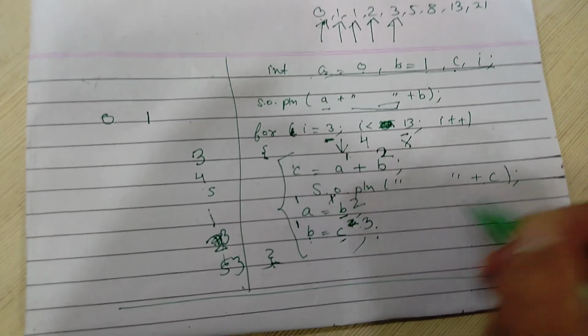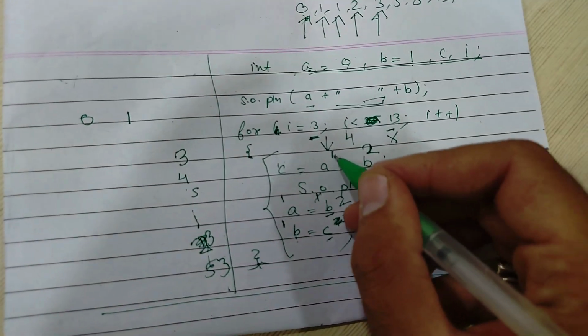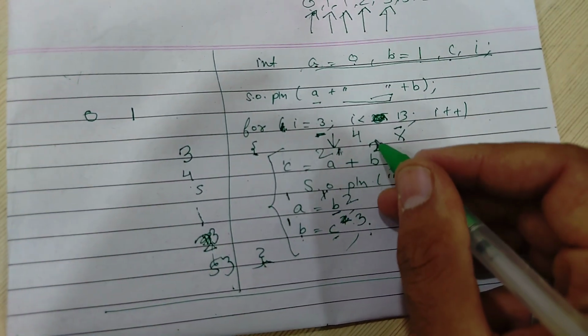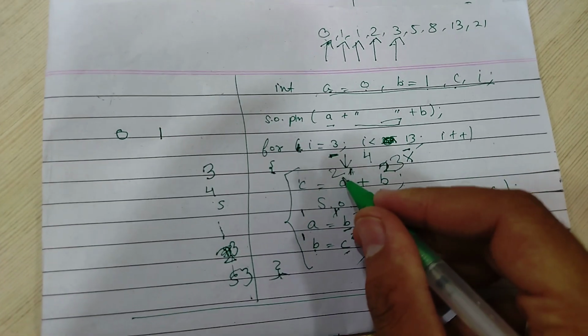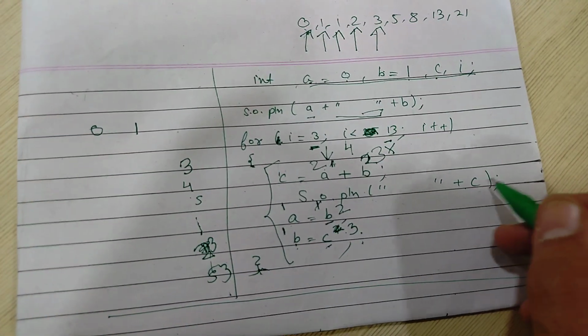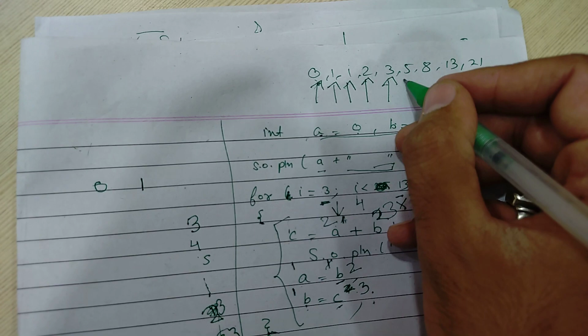We got A is 2 and B is 3. Right? Now again this loop will be executed. So A will become 2 and B will become 3. And 3 plus 2 is 5. The new value of C will be 5 now. Then the 5 will be printed.